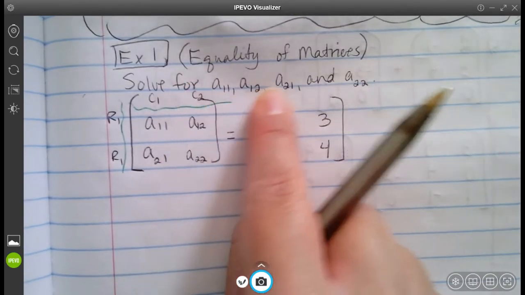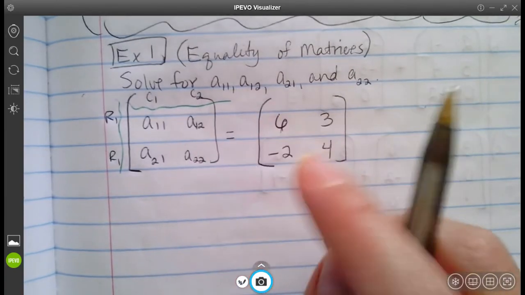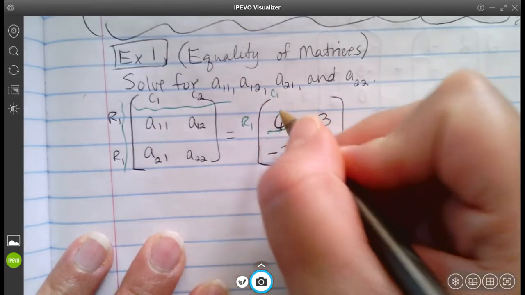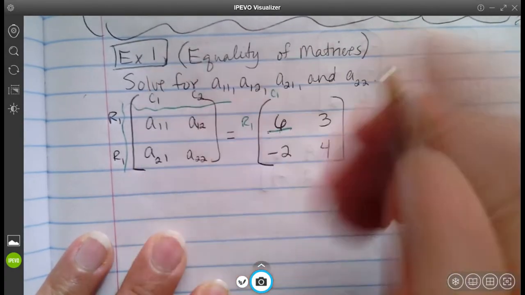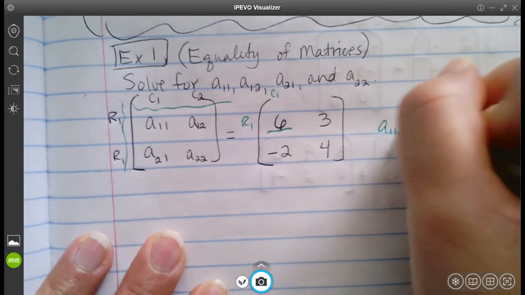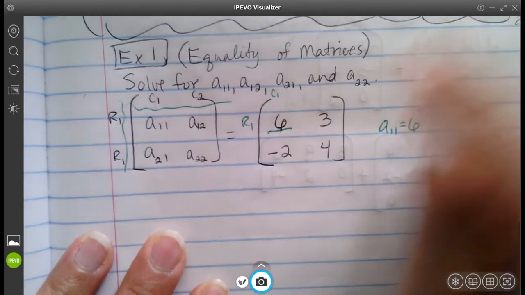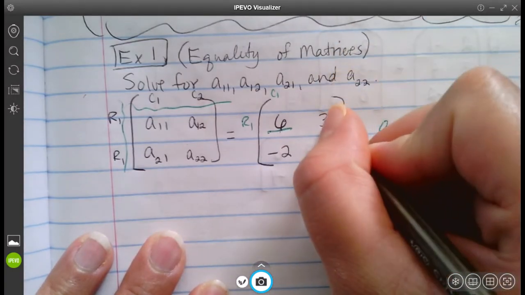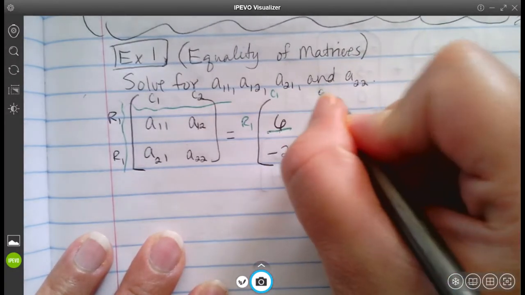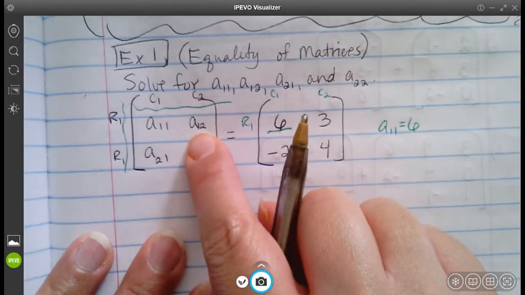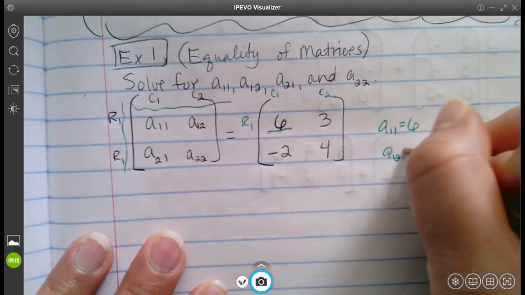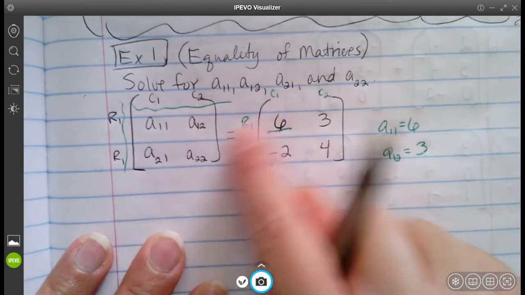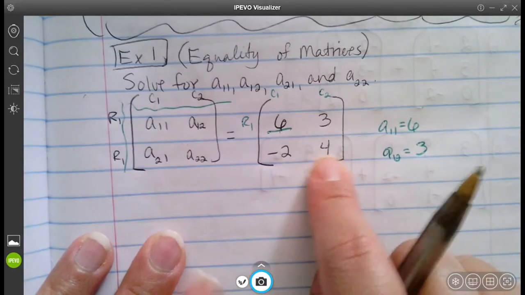So all we have to do to find these values is match them up. Since this number 6 right here is part of row 1 and column 1, this would be the same as A11. So A11 is just 6. I mean, you can kind of tell which ones belong to each other. This one right here would be row 1, column 2. So we're thinking A12. And if you just look at it visually, you can see that this one matches that one, this one matches that one, and so forth.